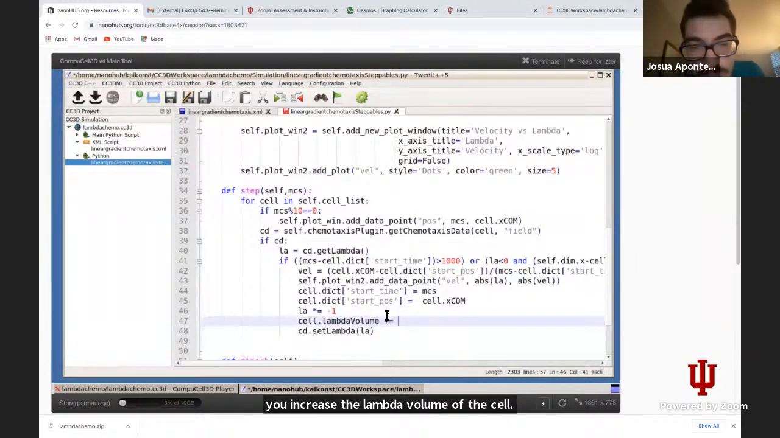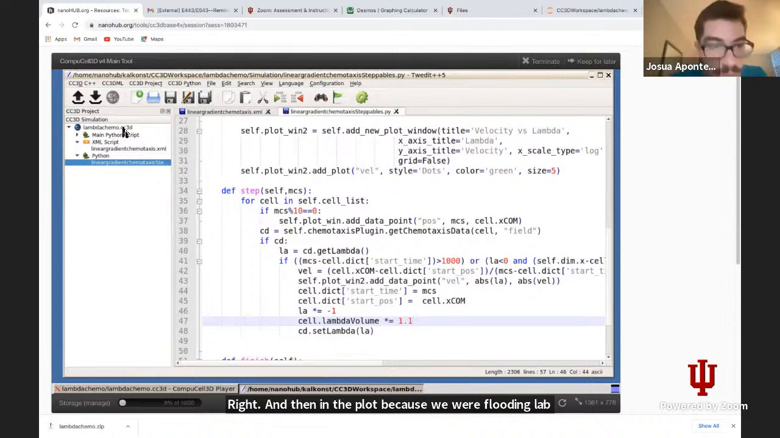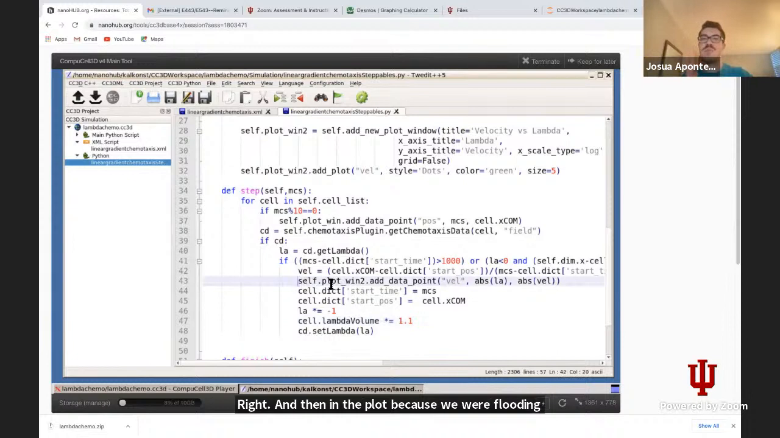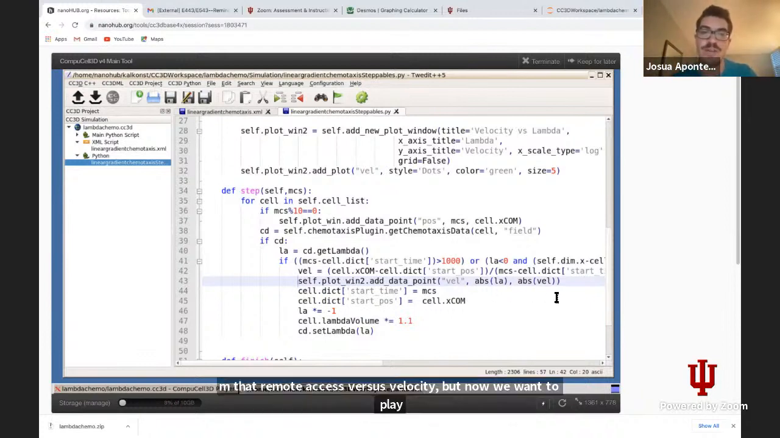Right. You can increase it there that way, or just multiply it by 1.1. We'll see how far that gets us. Right. And then in the plot, because we were plotting lambda in line 43, we were plotting lambda chemotaxis versus velocity, but now we want to plot lambda volume versus velocity.